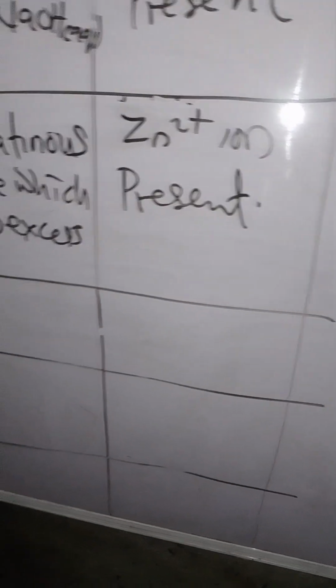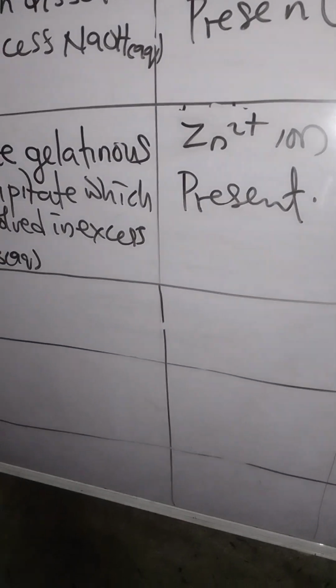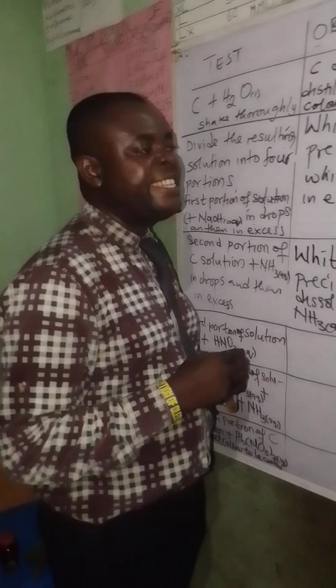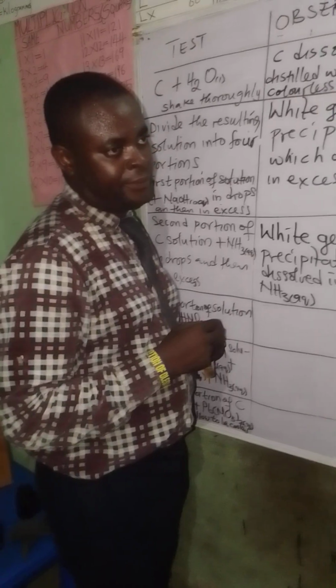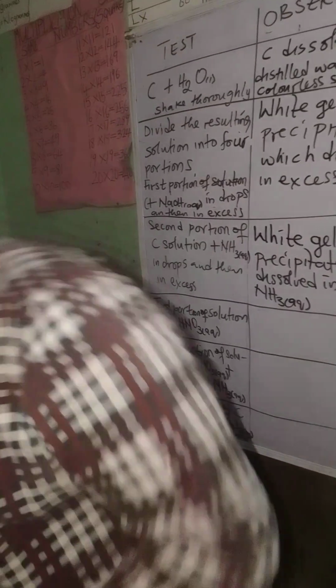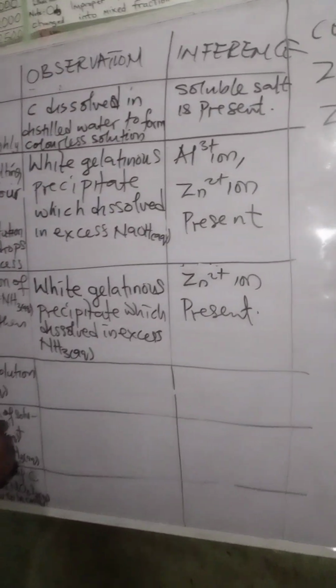Why did I not put Al3+? I'm not putting Al3+ because aluminium hydroxide cannot dissolve in excess aqueous ammonia. So that is why I'm using Zn2+ ion. So that is that.